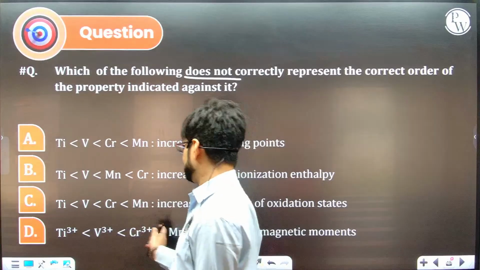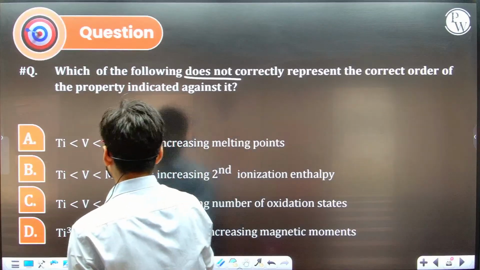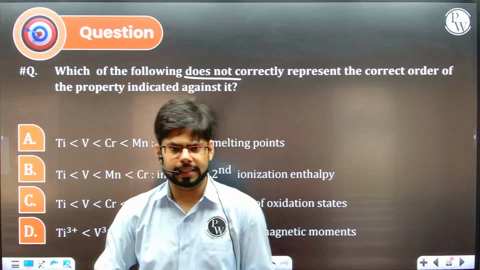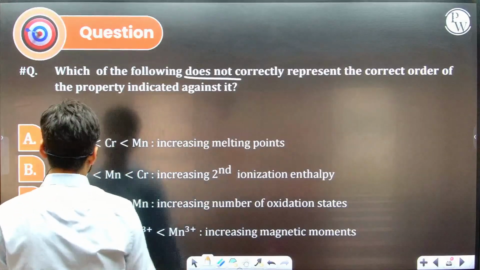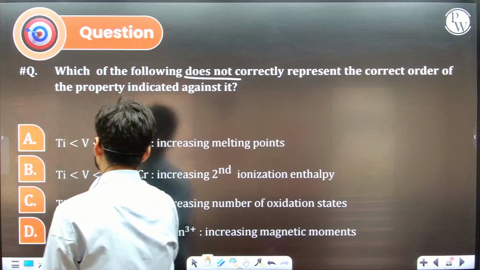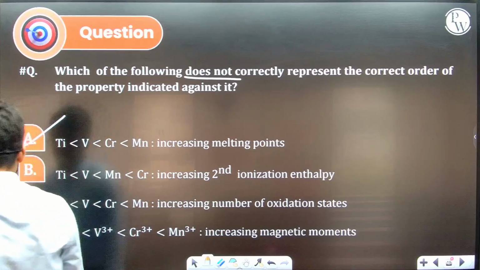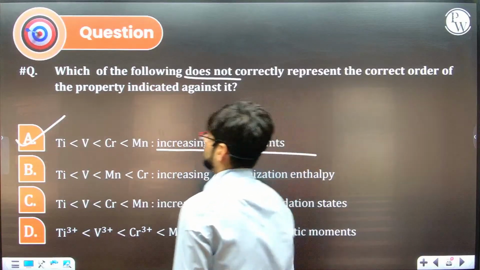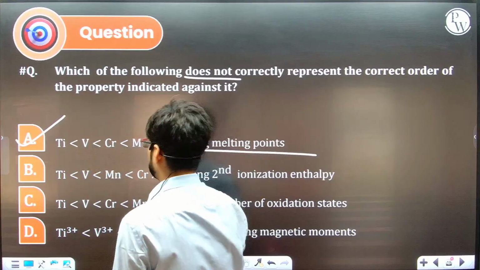So all of these are elements of 3D series, which is not correct. So this is just based on the data. So you look at the data given in NCERT and you memorize the orders, right? So the order of melting points, that is the first option. Yeah, so this is wrong. Because according to this, manganese has the highest melting point out of these. So that is not correct.